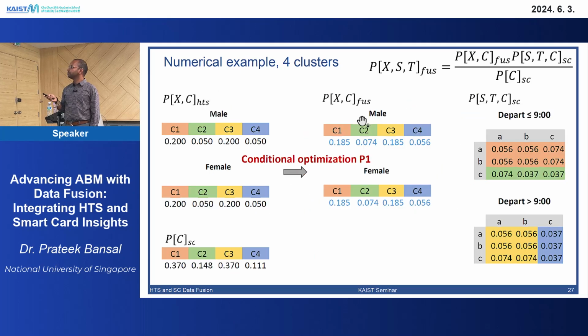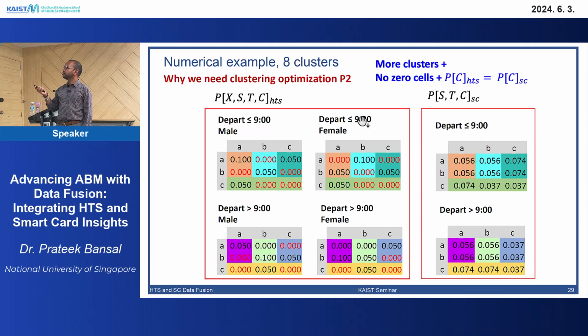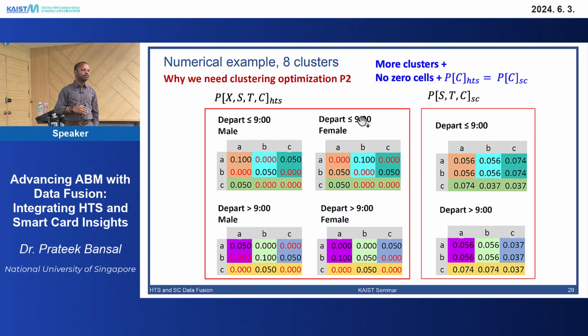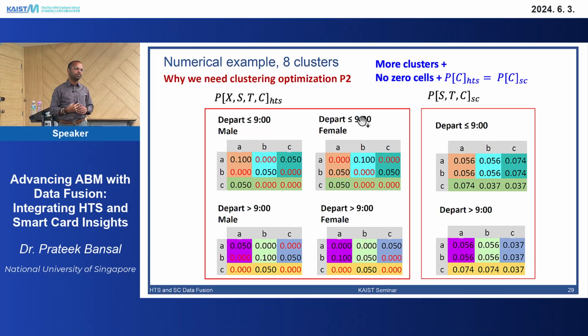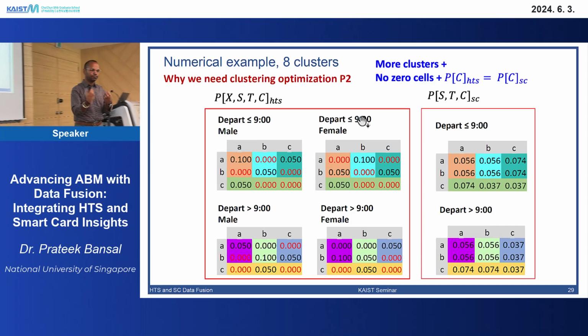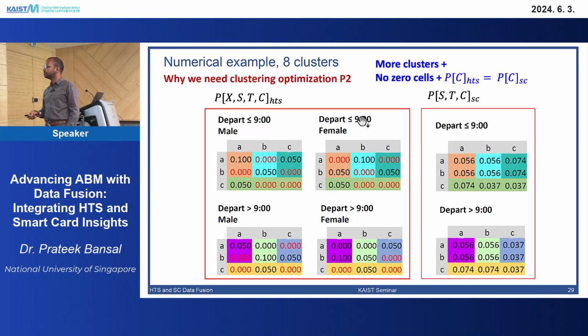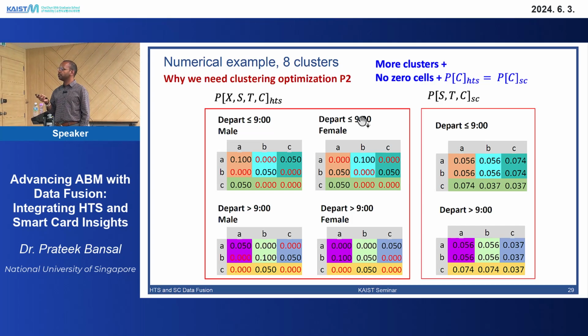So the point of the last part is, you can create more clusters such that the zero cells are avoided, and we maintain PC HTS and PC SC. Then both things are happening. One is we are going closer to the XY distribution in the HTS data, and we are also trying to maintain the connection where information transfer is possible, by avoiding the generation of zero cells in the HTS data. So in this case, for example, instead of 4, we can create 8 clusters.